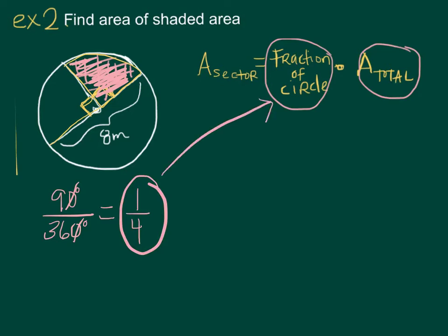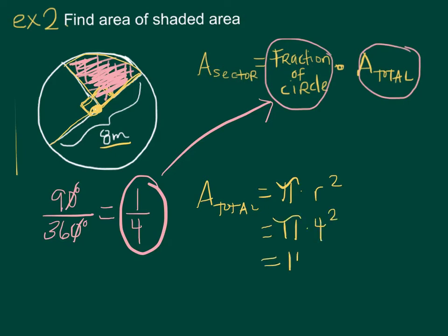The second thing I'll need to find is the total area. So the total area is pi times the radius squared. Now the radius, remember, is a section of the line that goes from the center to any edge. Now what they've given us, 8 meters, is actually the diameter. So if I wanted to find the radius, it would be half of that. In this case, it's 4. So this is pi times the radius squared, or 16 pi meters squared.